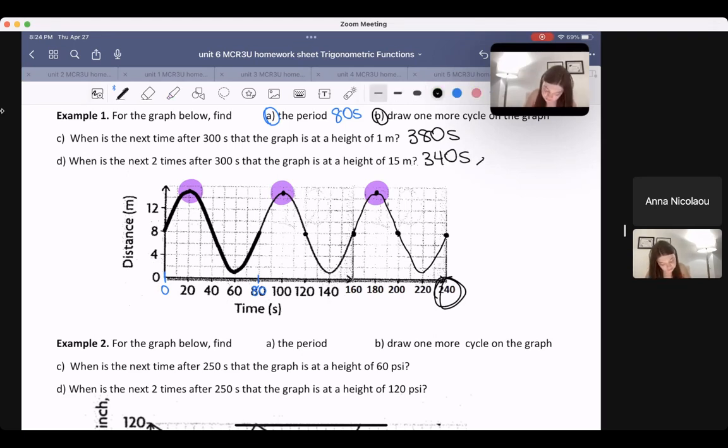But they want the next 2 times. So when's the time after that? Well, we have to add another 80. And we're going to get 420 seconds. So those are going to be our 2 answers.